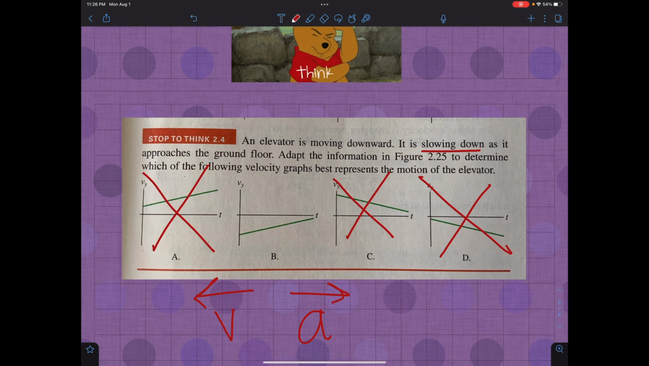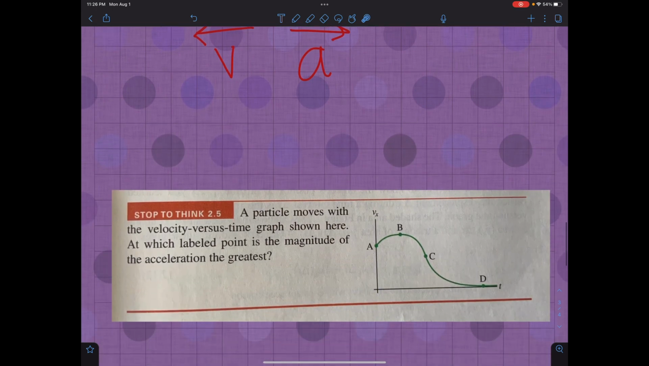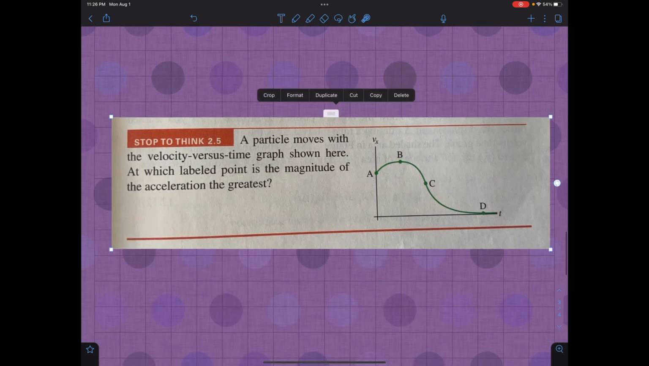But what if we use the rule? This object is slowing down, so the velocity vector and the acceleration vector are going to be opposites. Are these opposites? Yes. We got it right. Yes. We're so smart. We're smarter than Winnie the Pooh. Or maybe he could figure it out. He just needs to think harder.